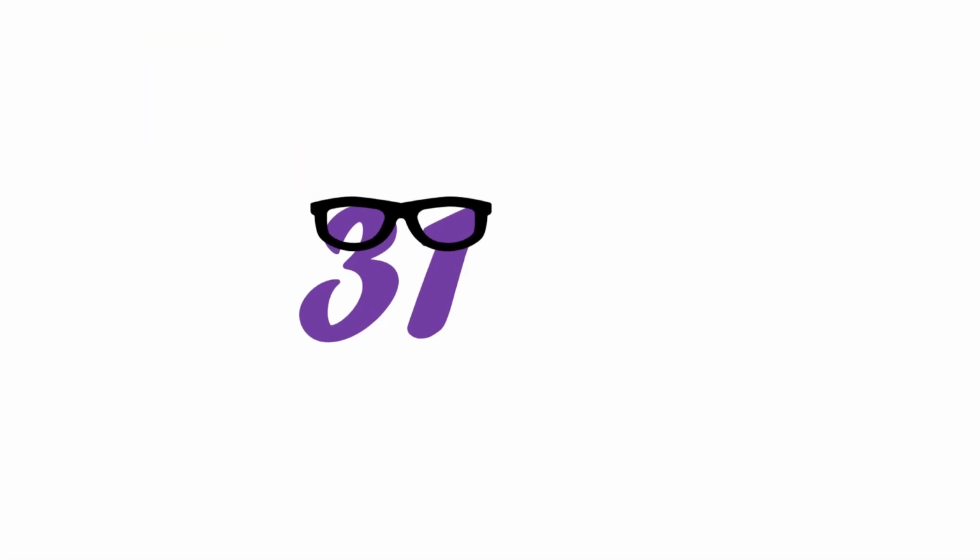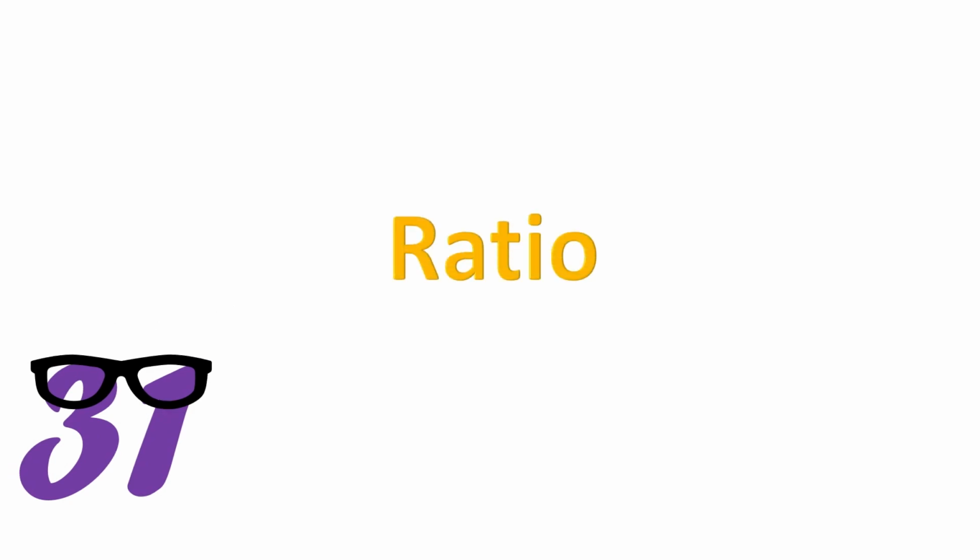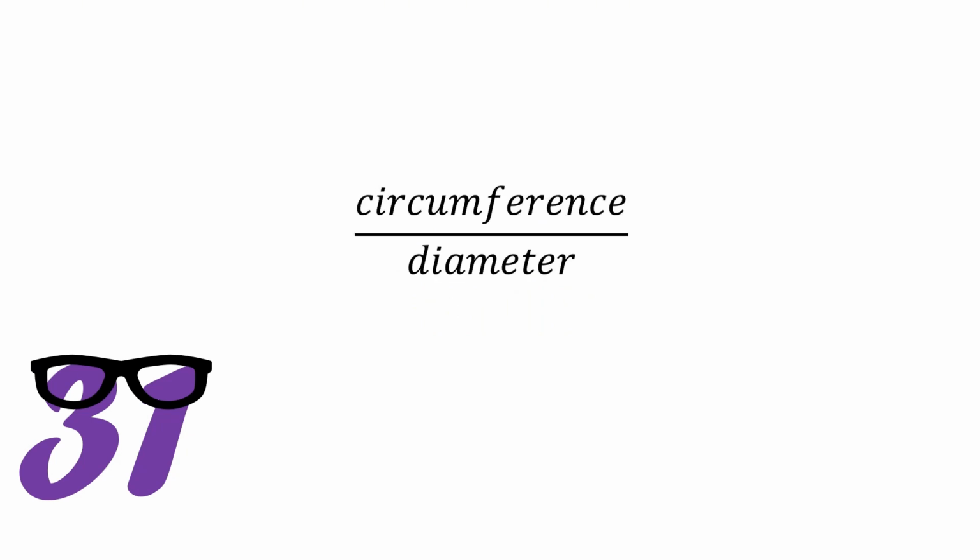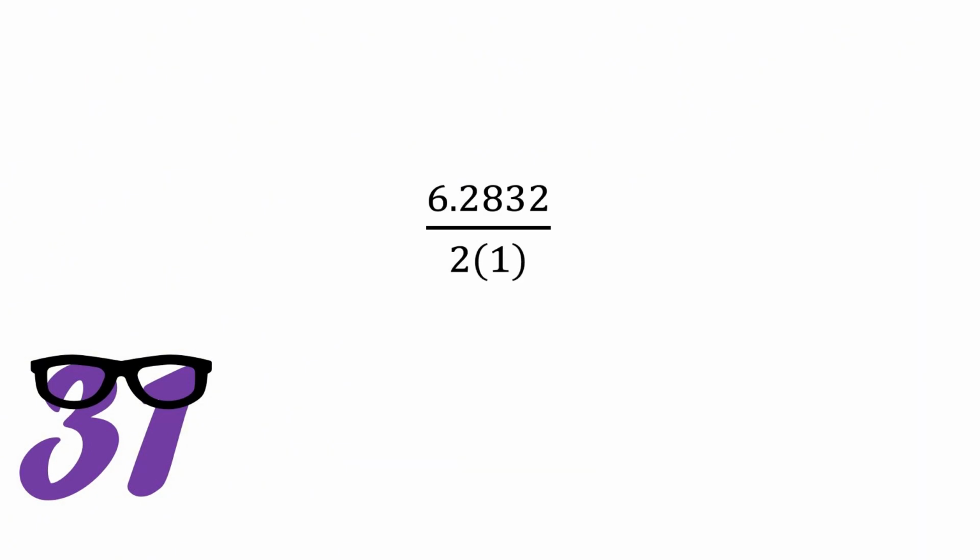Let me think. Aha! We can use a ratio. Let's see how it operates. We can find the ratio of circumference to diameter, which is twice the radius. Taking what we just calculated, when we divide 6.2832 by 2, we get 3.142. Thus, the ratio between them is 3.142.